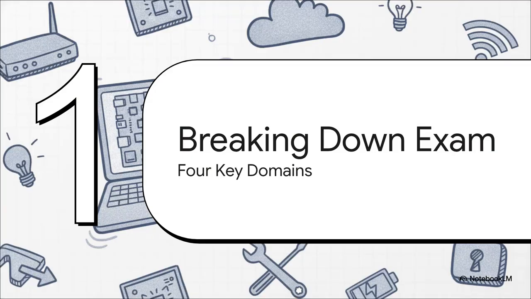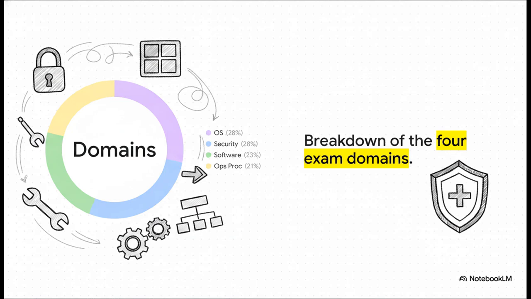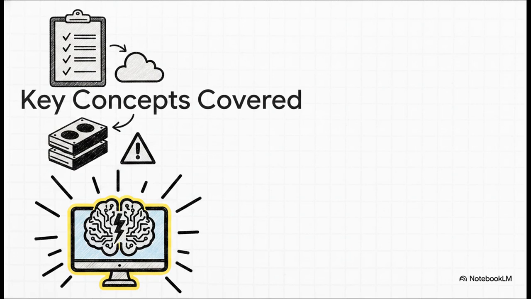Section 2. Breaking down the exam into 4 key domains. Take a look at this breakdown. A massive 56% of your effort needs to go into just 2 areas: operating systems and security. They are sitting heavy at 28% each. The rest of the test is rounded out by software troubleshooting at 23% and operational procedures at 21%. Within those domains, the skill set you need is pretty wide. You've got documentation, backup strategies like the classic 3-2-1 rule, and fixing some really stubborn OS issues like boot loops.